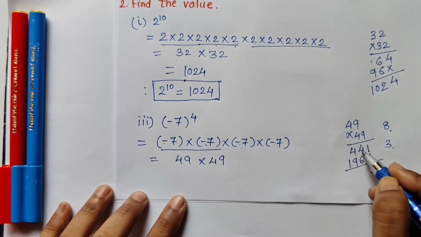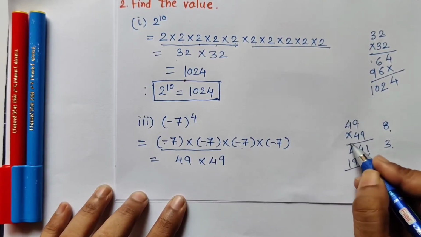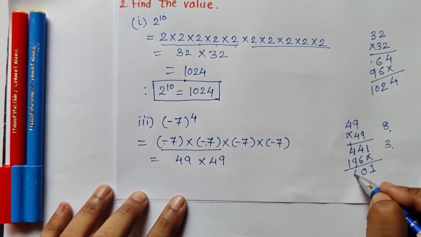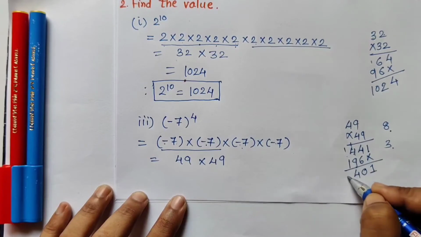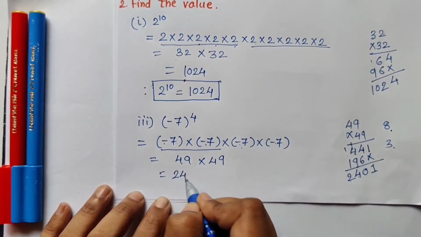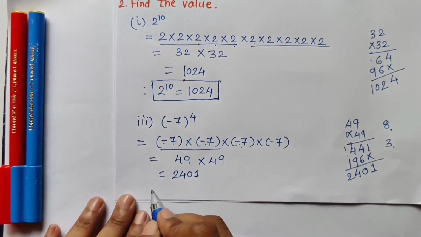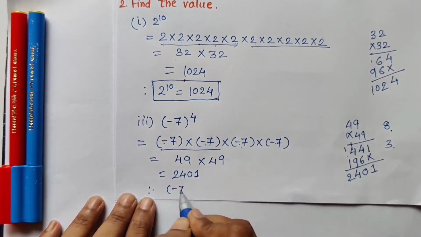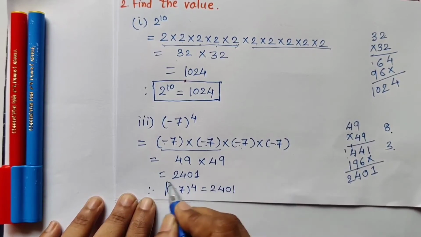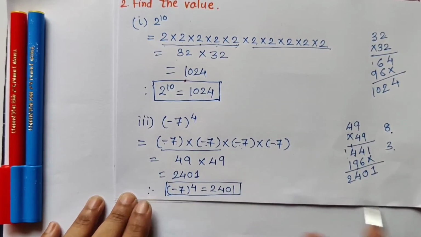This one I have to write as it is. 4 plus 6 is 10. 1 carrying. 1 plus 4, 5 plus 9, 14. 1 carrying. 1 plus 1, 2. So 2401 is the answer. 2401 is the answer. Write answer properly. Therefore minus 7 raised to 4 is equal to 2401. So in this way you have to keep on solving the sums.